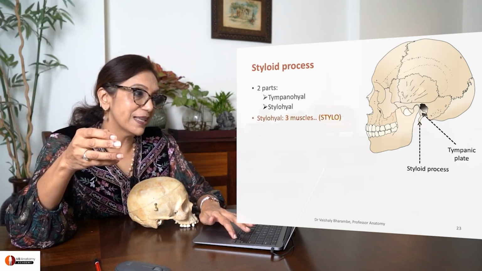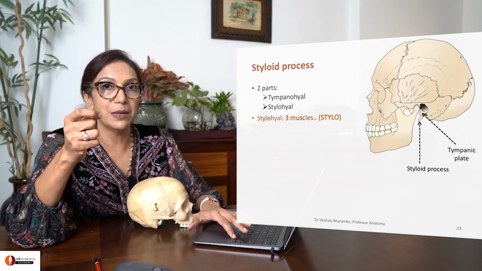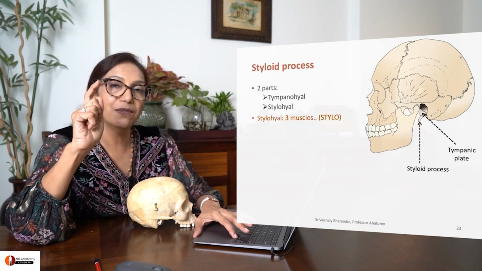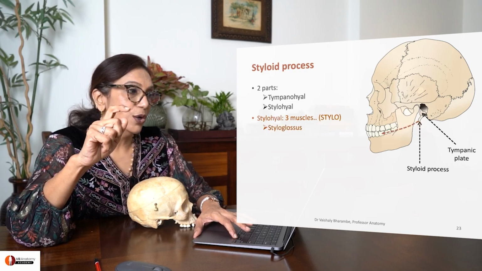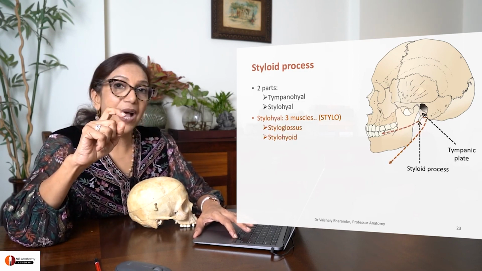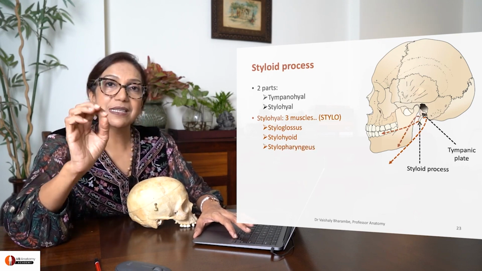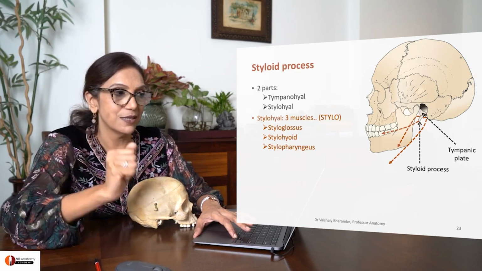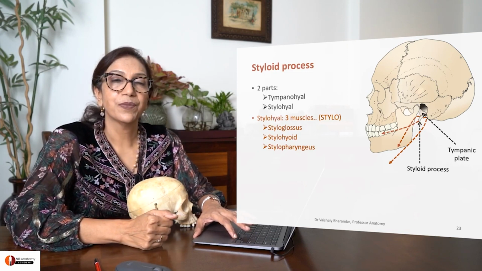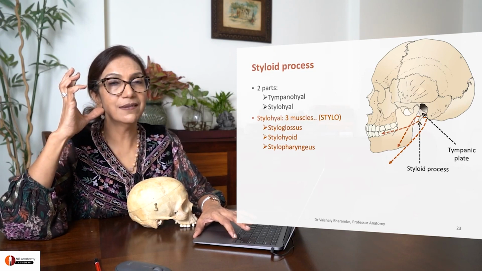Okay, so let's come to what is attached. What are the three muscles attached to the stylohyal part? One muscle going from the styloid process to the tongue, styloglossus. To the hyoid bone, stylohyoid. To the pharynx, stylopharyngeus. Three muscles. To ligaments also. What are the only two bones which are moving in the skull?